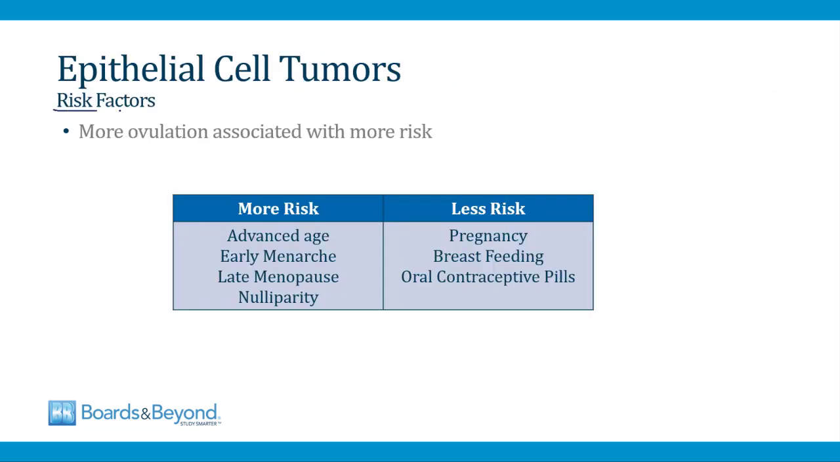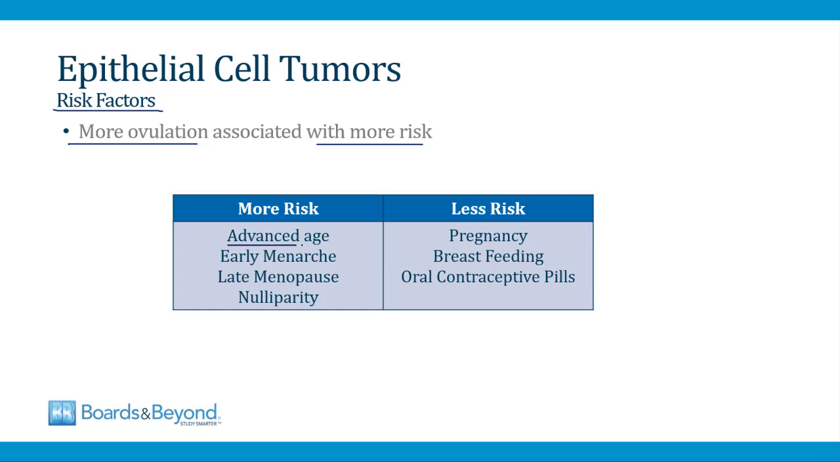Let's talk about some of the risk factors for epithelial cell tumors. One way to remember a number of these risk factors is to appreciate that the more a woman ovulates, the more risk she has of epithelial cell cancer. Ovulation disrupts the epithelial cell layer of the ovaries and it has to regenerate, and that raises the risk of developing ovarian cancer over a woman's lifetime.